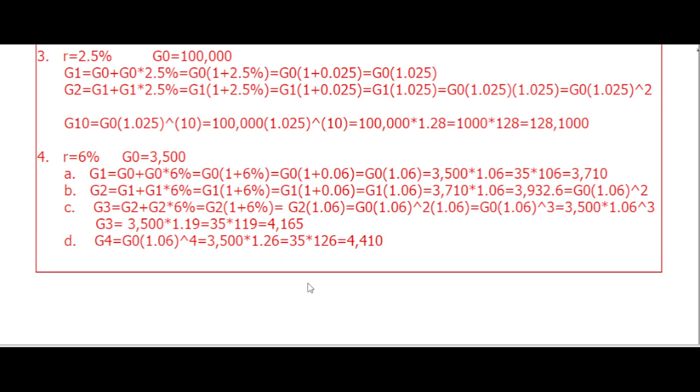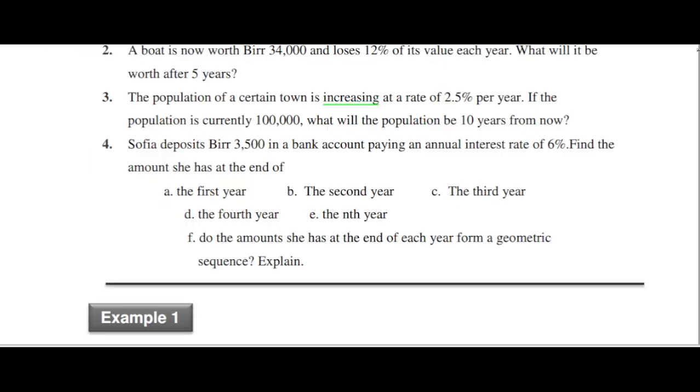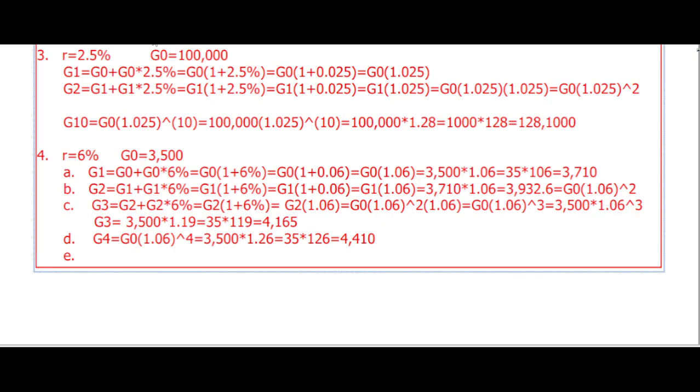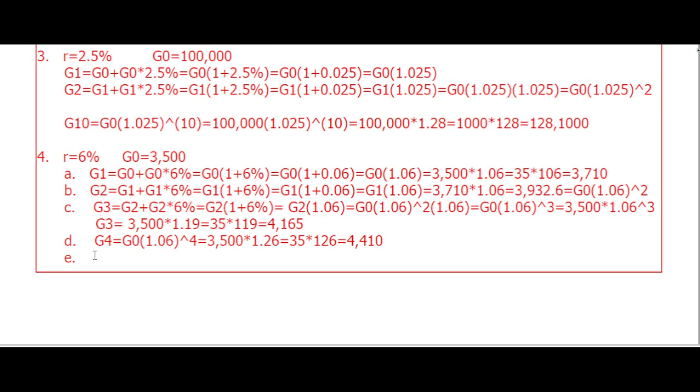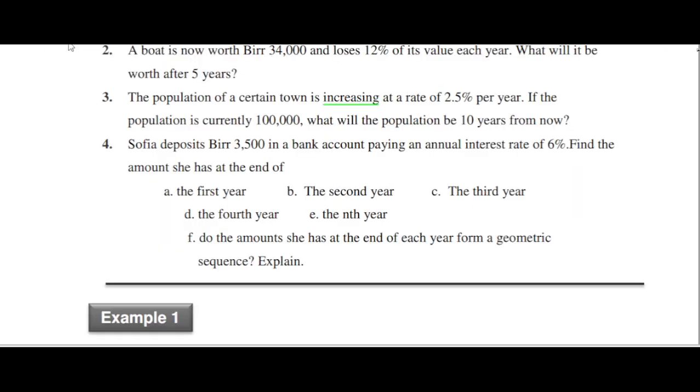Let's go to question number E. Question E states we want to find Gn. So Gn is equal to G0 times 1.06 to the power of n. This is the nth term formula. Let's go to the next question.